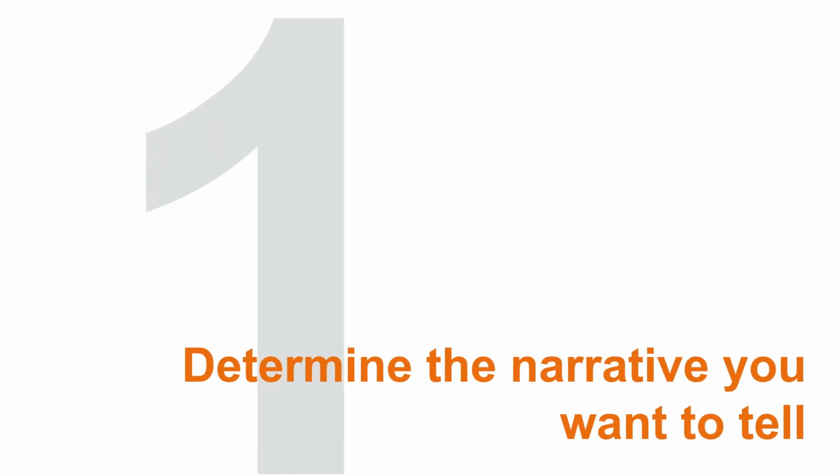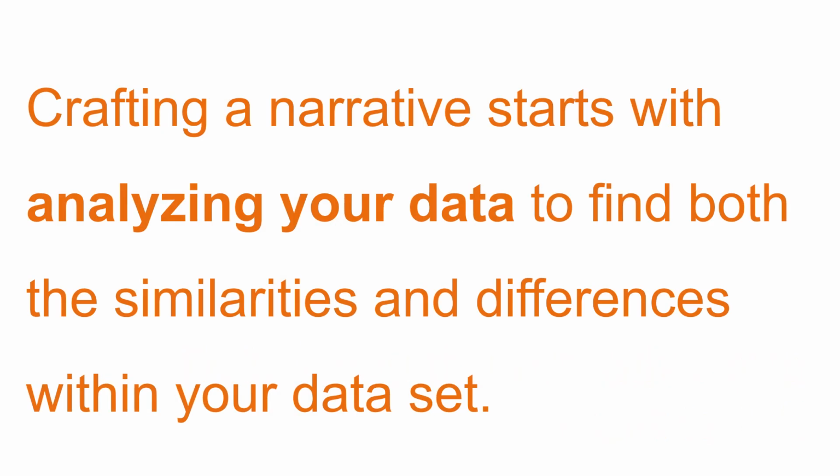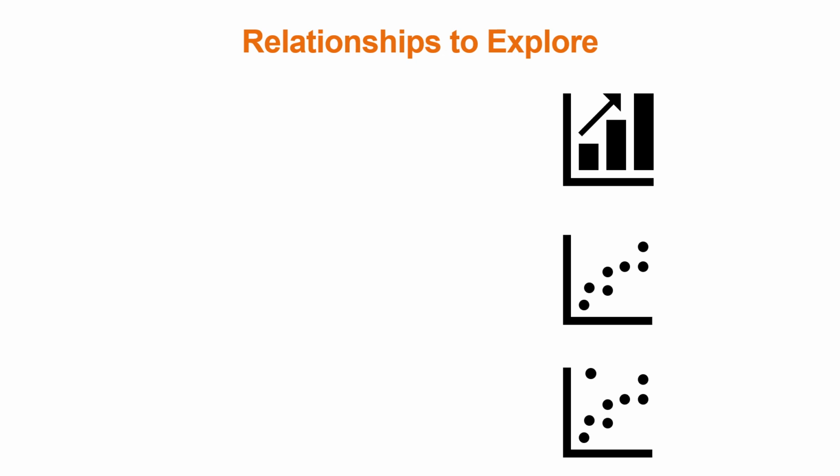First up, you'll want to start by determining the narrative you want to tell through your visual. Crafting a narrative starts with analyzing your data to find both the similarities and differences within your data set. Certain elements will begin to stand out, and those will build the foundation of your narrative. In looking for those similarities and differences in your data, there are a number of relationships you can explore, but let's look at 3 of the most common ones you'll run into.